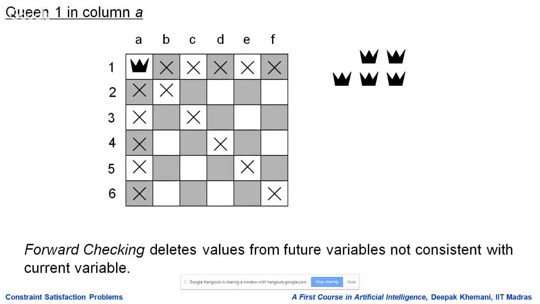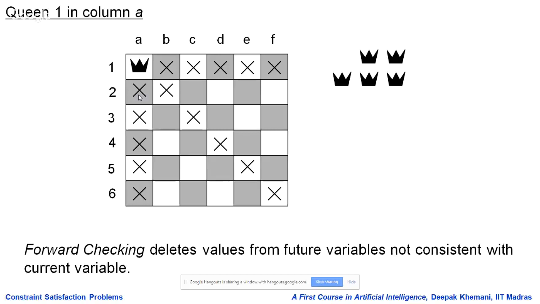For example, if you place the first queen in column A, then the crosses that you see on the different squares of the chessboard say that nothing else can be placed there. Why is that? Because queen number 1, which we have placed in column A, attacks the entire column A. It attacks the entire diagonal that you see on the right-hand side, and it also attacks the entire row, which means you cannot put a queen in any of these squares. So the second queen that we want to place, assuming that the order is 1, 2, 3, 4, 5, 6, can only be placed in column C essentially.